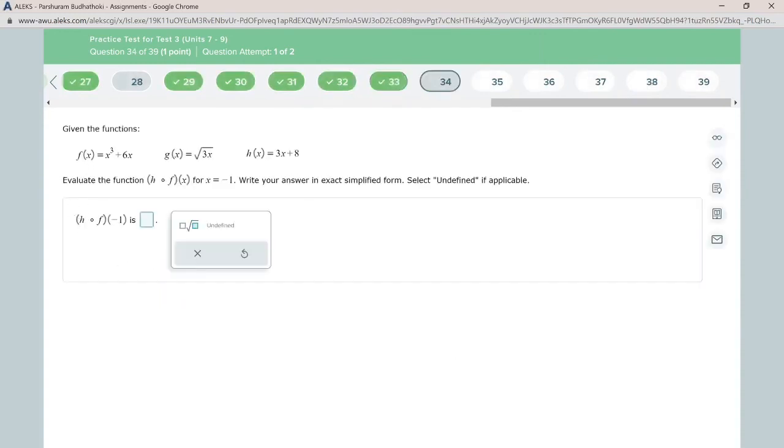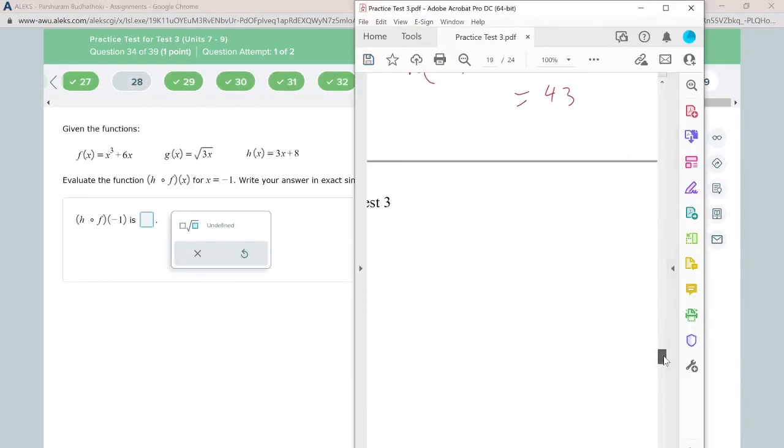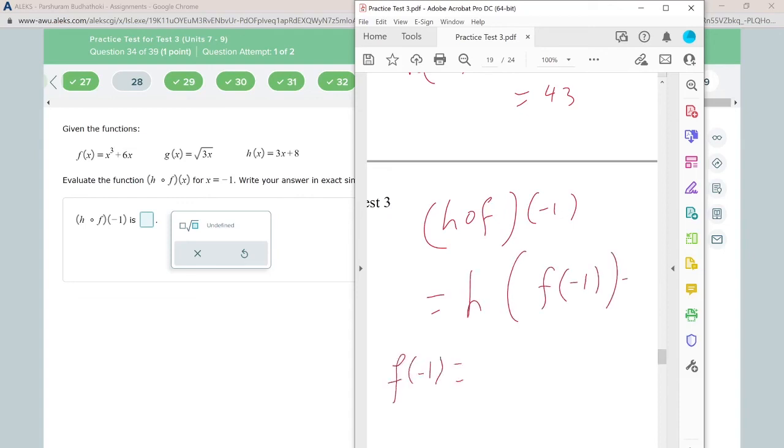It's a composition. The way we did here, you can do the very same thing. H composite of f negative 1. The meaning of this is, find the value of h at f negative 1. So first of all, you need to find out what is f at negative 1 by using the function given here. Just replace x by negative 1 in the formula here and then do the calculation.